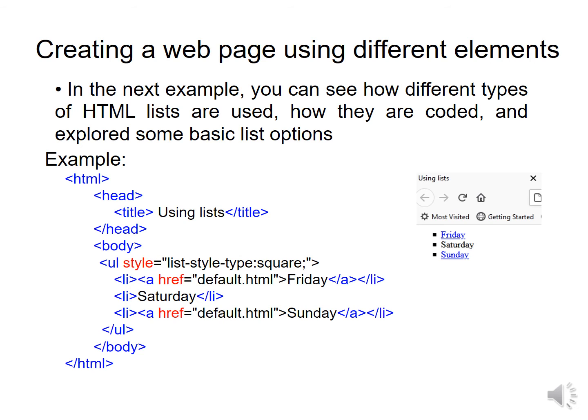Creating a web page using different elements. In this example, we can see how different types of HTML lists are used, how they are coded, and explored some basic list options. Note that the list items can be displayed as a link.